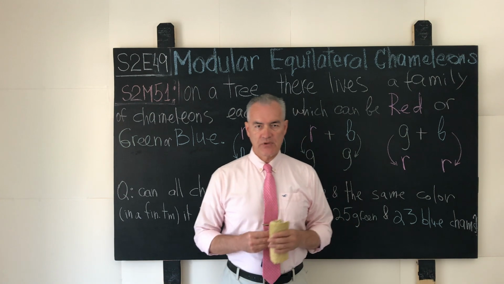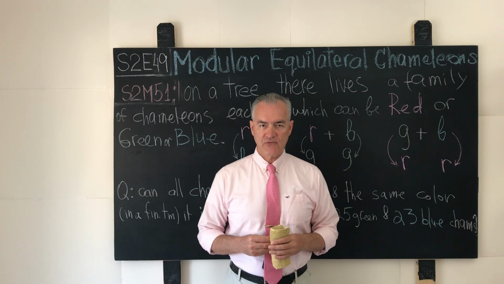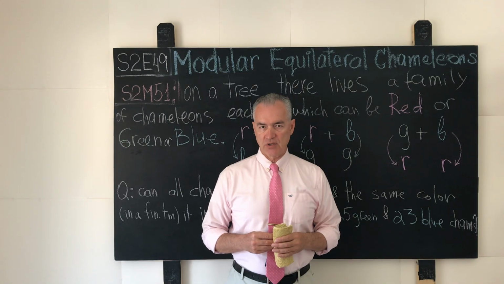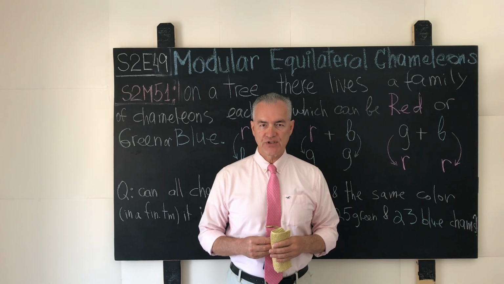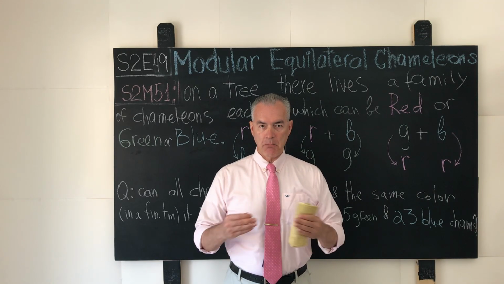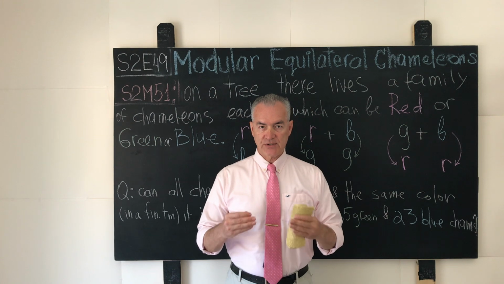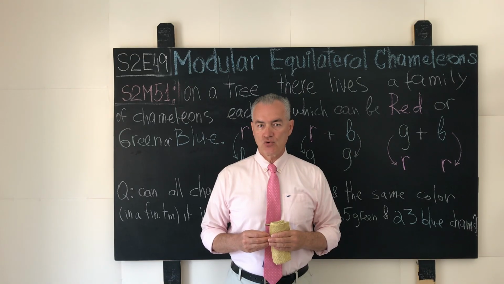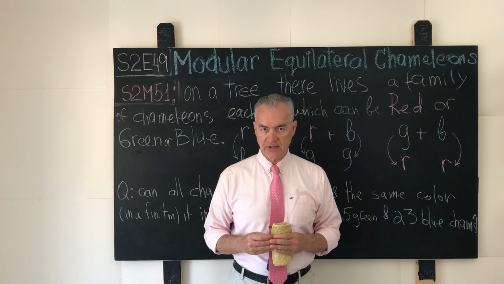And in that family, during the daily interactions of the chameleons on the tree, the following color changing interactions can happen. If any two chameleons of the same color meet, then no color transformation happens. In other words, if two red chameleons bump into each other, then they both stay red. If two green chameleons bump into each other, they both stay green. And if two blue chameleons run into each other, they both stay blue and no color transformation takes place.